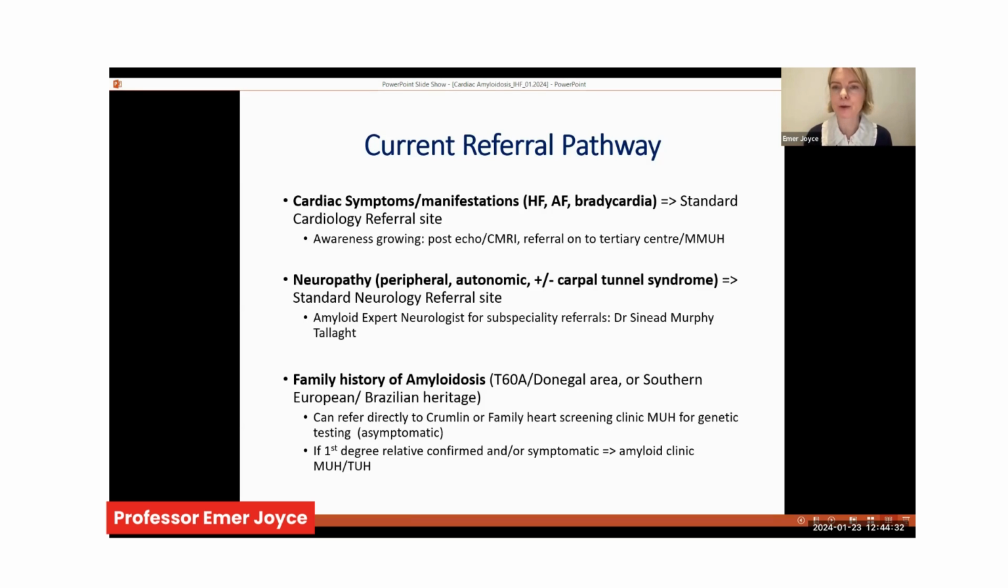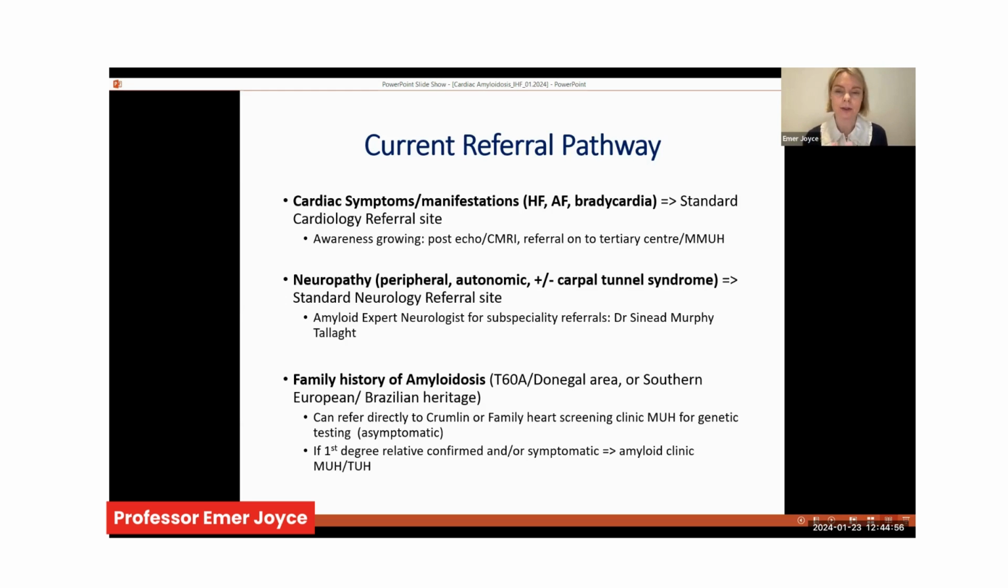Thankfully, we now have more and more community hubs, the stepping stone between the GP and the hospital, where there are cardiologists working who can do echoes, can do ECGs, and certainly are aware of this condition, and then get you referred on if needs be. If you have the neuropathy, the autonomic type symptoms I talked about, the peripheral neuropathy, then you're going to go to your local neurological site.